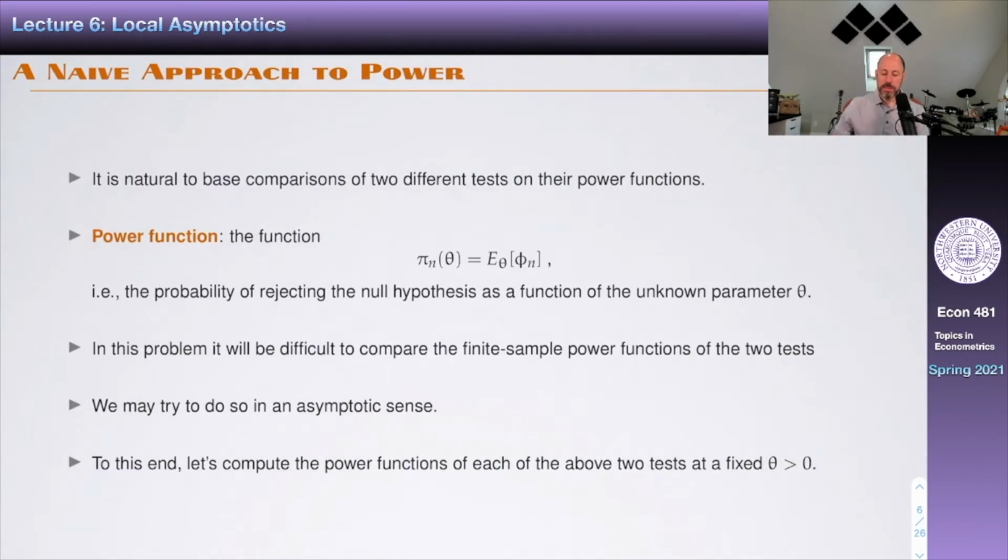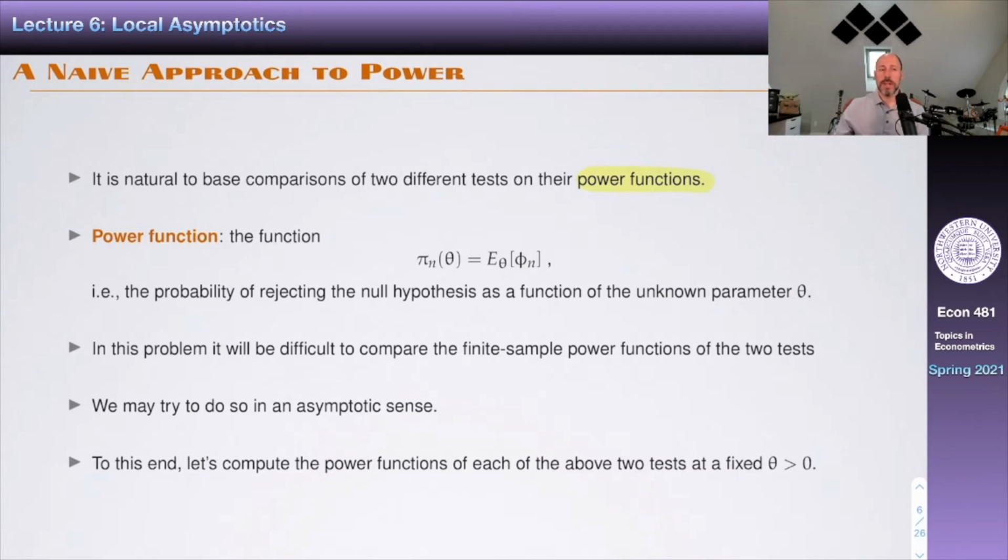So, as I wrote here, it's natural to base comparisons of two different tests in terms of their power functions. All of you probably knew this already when I started thinking how we can compare things. So, what's a power function? The power function, we're going to denote it by pi n theta. It's just going to be the expected value of the test under theta. It's the probability of rejecting the null hypothesis as the function of the unknown parameter theta.